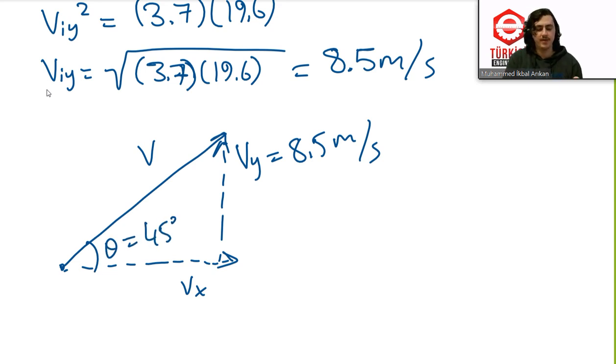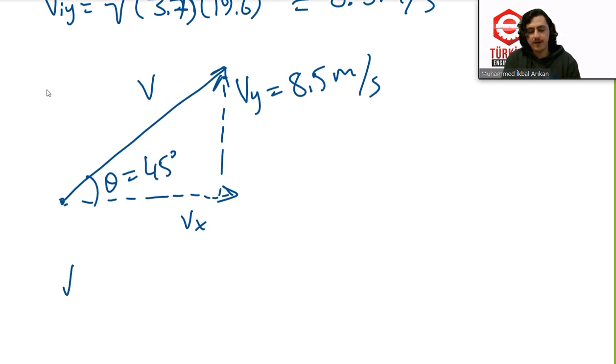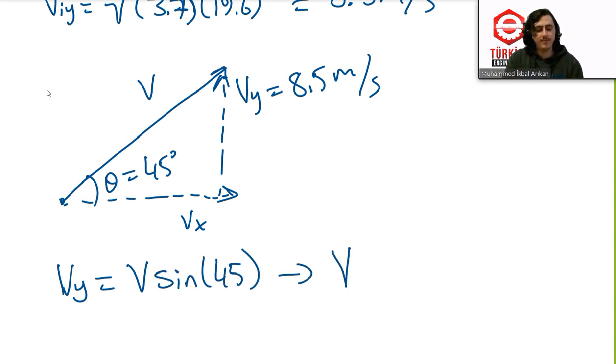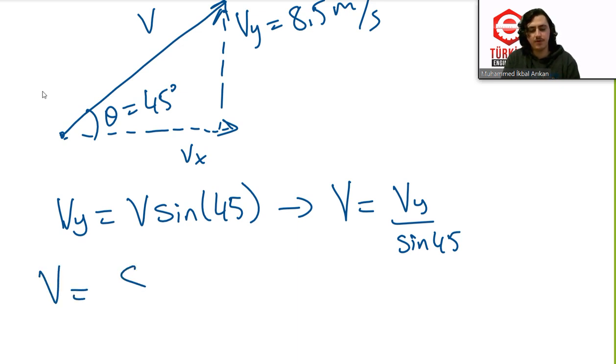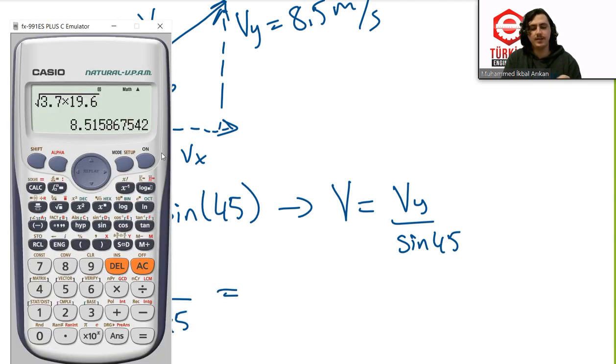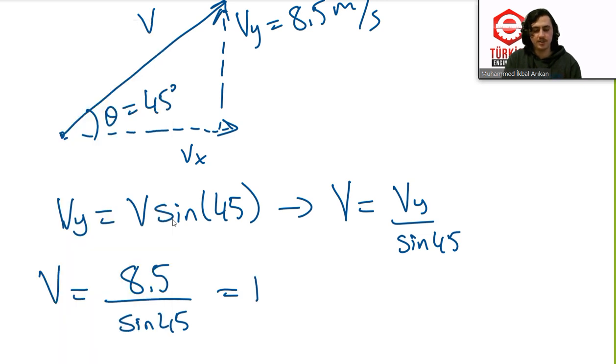How can I solve for v? As you know, vy is equal to v sine of theta, which is this one. So v will be simply equal to vy divided by sine of 45. I know vy, so I will put vy as 8.5. When you divide 8.5 by sine of 45, you will get the initial speed, which is 12 meters per second.